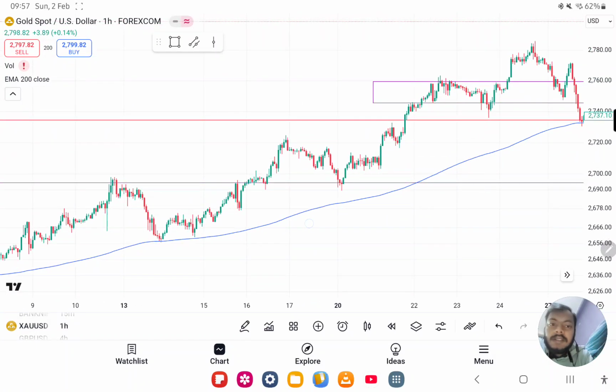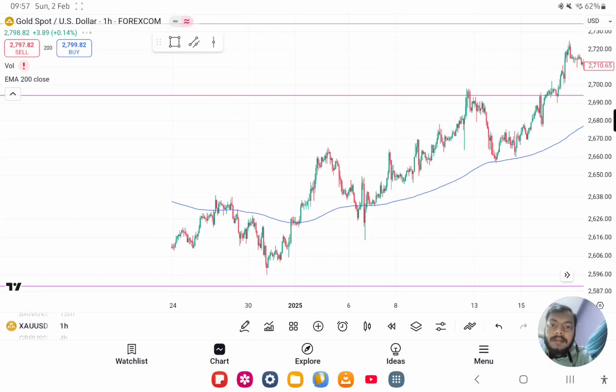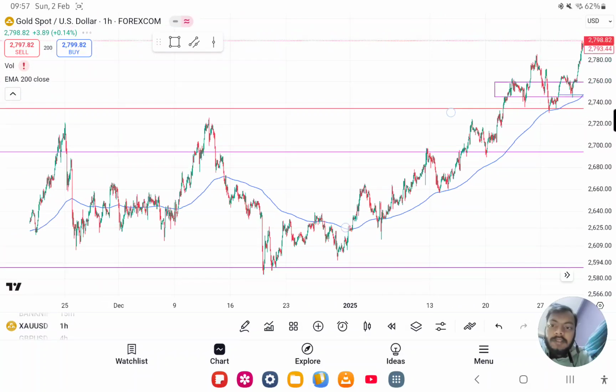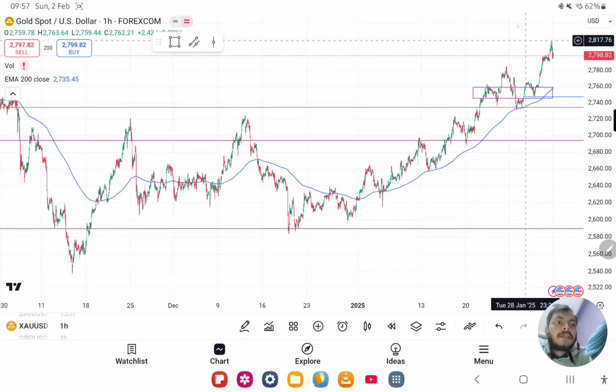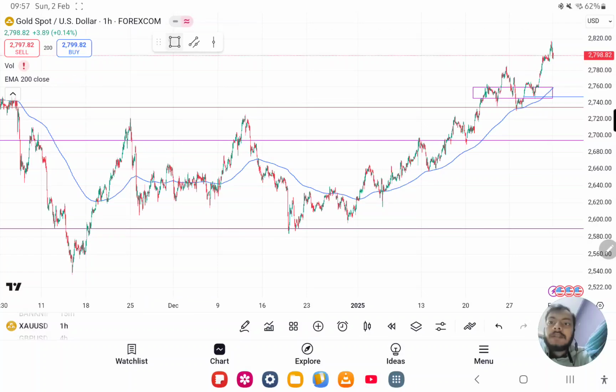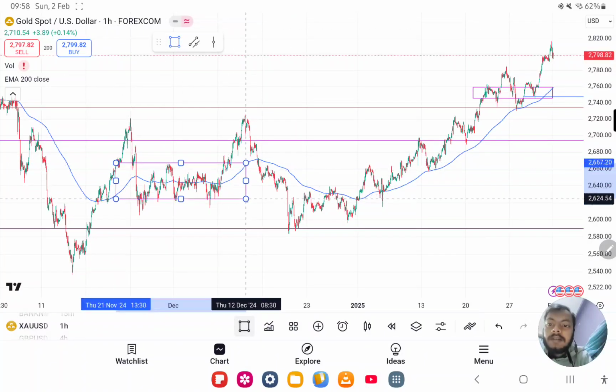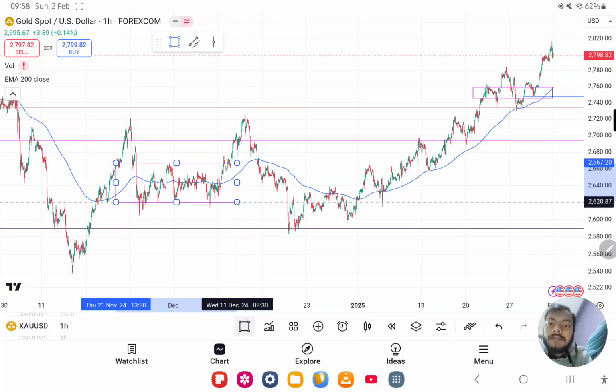Okay, let's see any other. Let me zoom out, then it will be clear. Yeah, so here we were sure about the initiative and responsive move. Now let's look at another fair value zone. Yeah, this one.